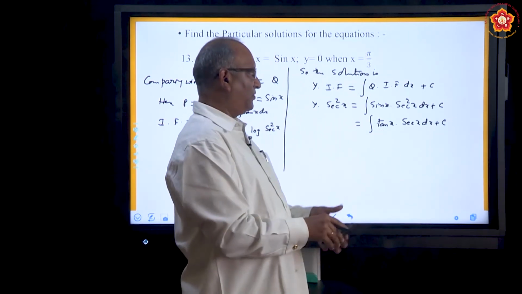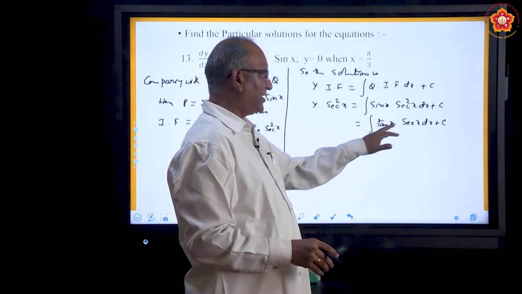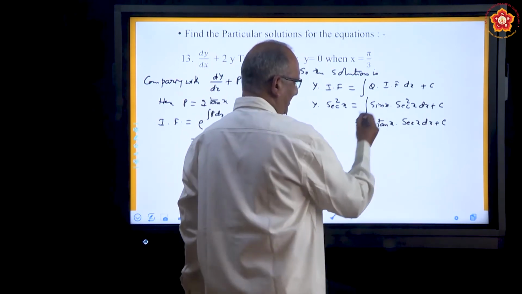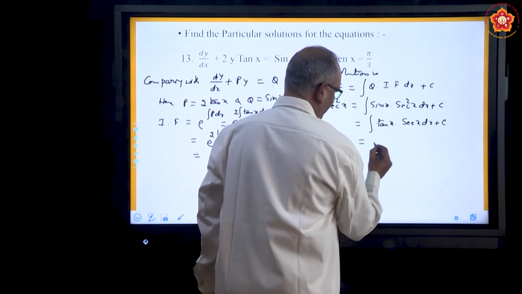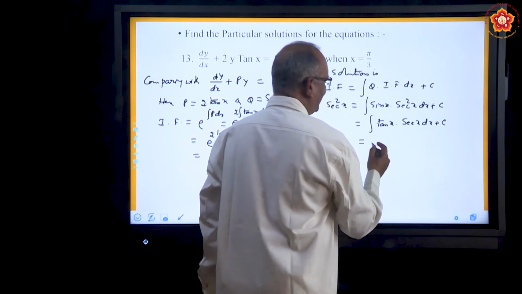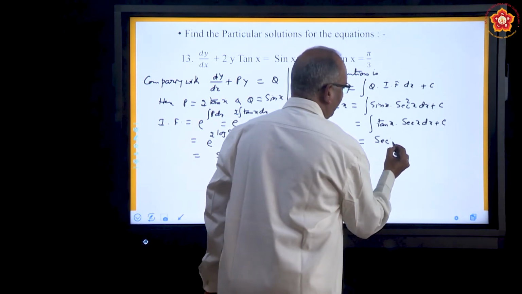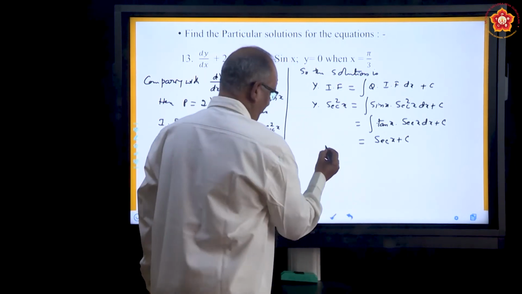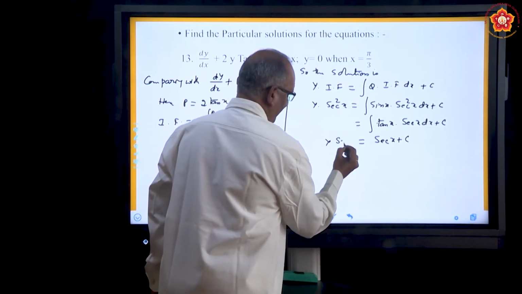1 by cos x, sin x by cos x became tan x, so that we know the integral of this. What is the integral of this? It is nothing but sec x, because the derivative of sec x is sec x tan x. So, the integral of tan x sec x is sec x. So, this is y sec square x.